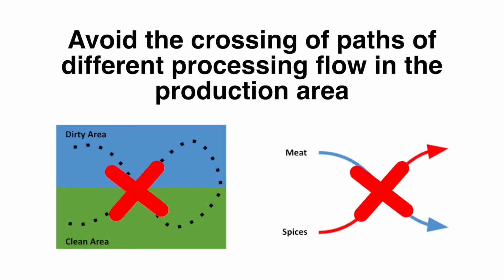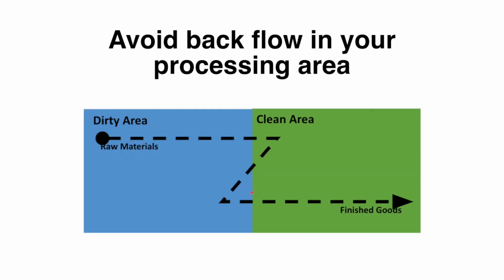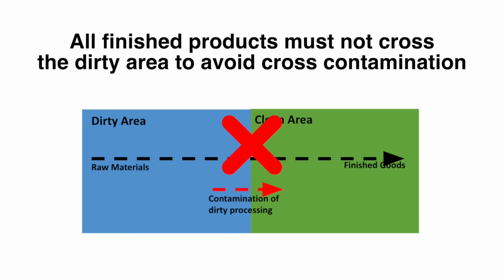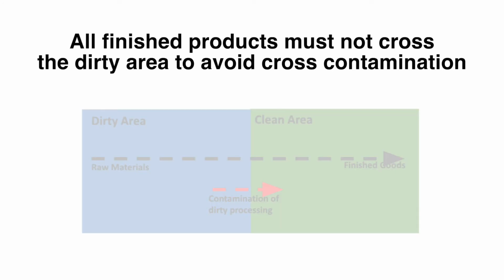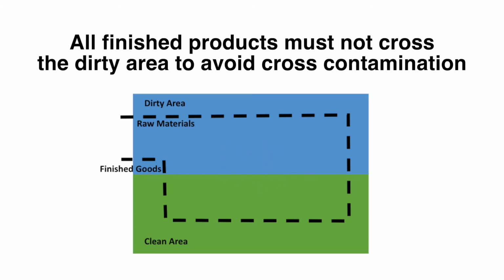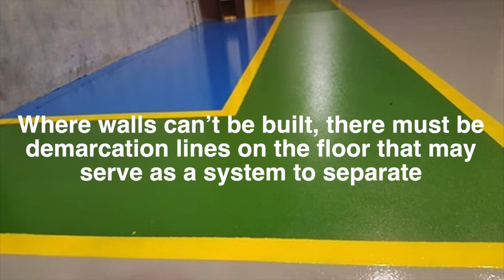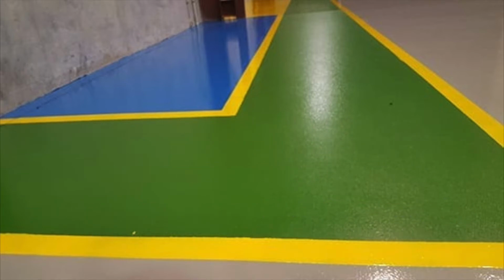Be sure to avoid crossing of paths of different processing flow in the production area. Avoid backflow in your processing area, to avoid going back to the way it came from. All finished products must not cross the dirty area to avoid cross-contamination. Build walls or visible demarcation lines to protect areas of higher hygiene. Where walls can't be built, there must be demarcation lines on the floor that may serve as a system to separate areas of higher hygiene levels.